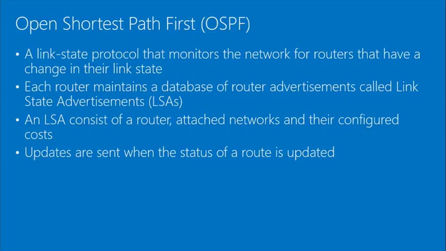Open Shortest Path First, OSPF, is a link state protocol, and it monitors the network for routers that have changed their link state. A link is degraded, a port has been shut off, a route's no longer available. Once that information hits, then I'm going to send an update. The routers maintain a database of router advertisements called link state advertisements, LSAs. An LSA consists of router attached networks and their configured costs, and a cost could be number of hops, a direction, or maybe even a path. Maybe within your network, a specific path is a line that costs more to use than other lines do, so I'll use that line less frequently. And then finally, updates are sent when a route is actually updated.